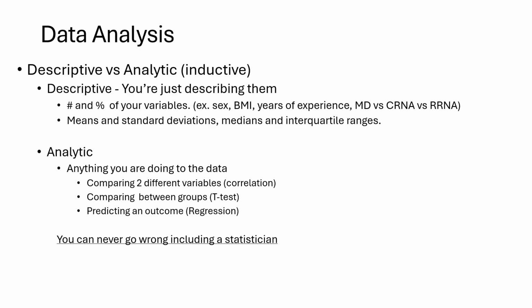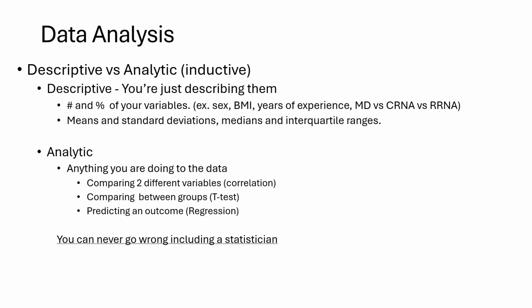Almost everyone is going to include descriptive statistics of some type, whether you include the number of people in a group or the percentage. You see there are some examples: the sex, the BMI, years of experience. Those are things that you can do descriptive statistics on, like the mean, the average, and then the standard deviation. And then you could report those for all of them. Depending on the project, you might report medians and interquartile ranges, but at the very minimum, it's usually mean and standard deviations.